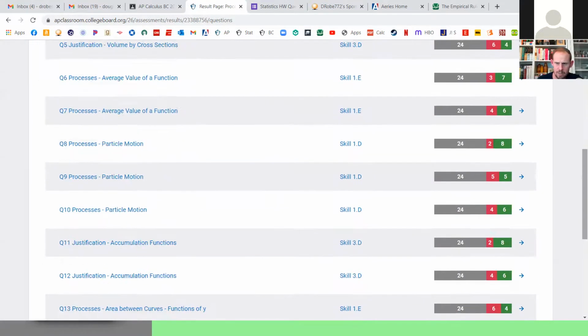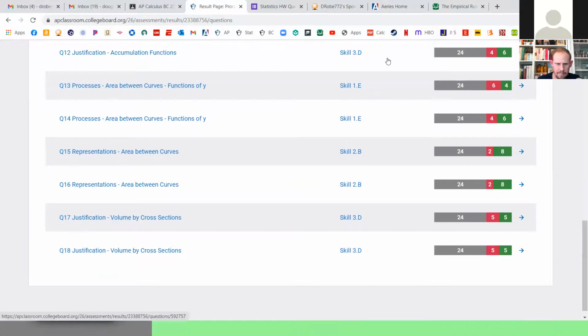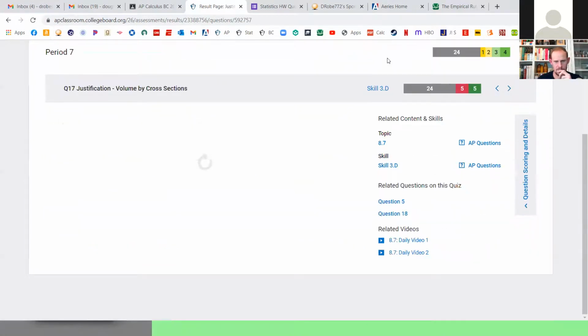And let's see, what else do we have? There was the 2 at the end, right? Yep. Volume of cross sections. Volume of cross sections is always a little odd.